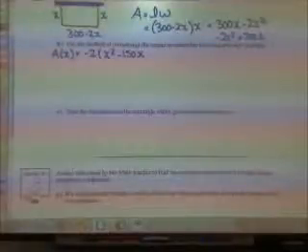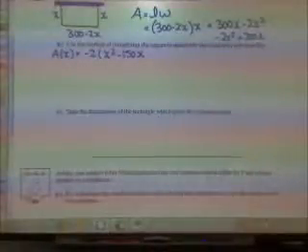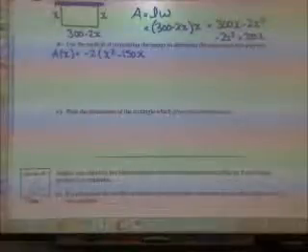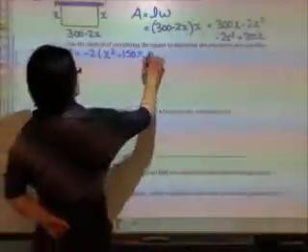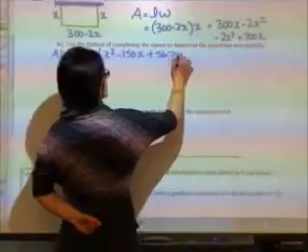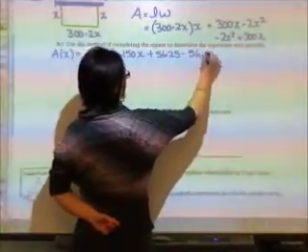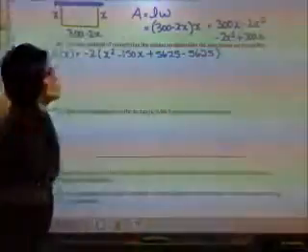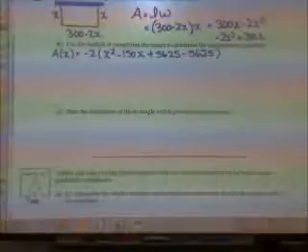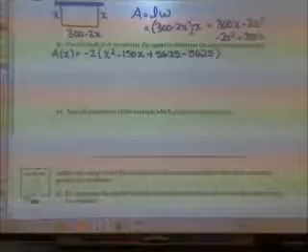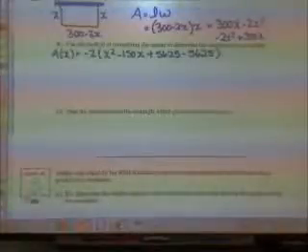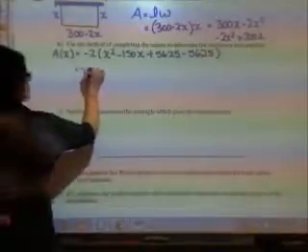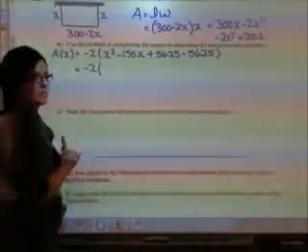Take half of 150, yes? Which is 75, and square it, which is 5,625. And then I would have to subtract to keep it at 0. And what would be my next step? And factor the trinomial. Okay, so when I factor the trinomial, what do I get?